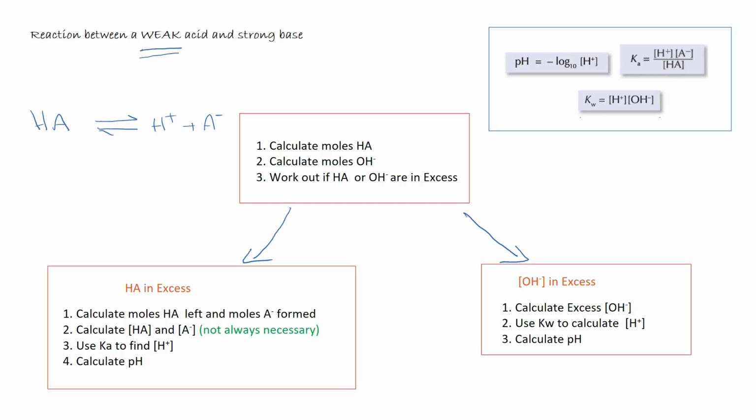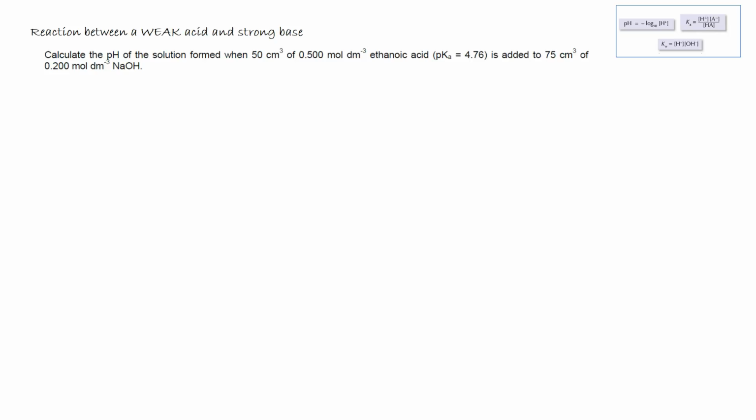We're going to go ahead and look at an example now. The only other thing to note is that this is also how we calculate buffer pHs, and we'll be looking at those in a future lesson. So let's go and have a look at an example. Here we go then. So we're going to look at this question here that says: calculate the pH of the solution formed when 50 cm cubed of 0.5 mole per decimeter cubed ethanoic acid with a pKa of 4.76 is added to 75 centimeters cubed of 0.2 mole per decimeter cubed sodium hydroxide.